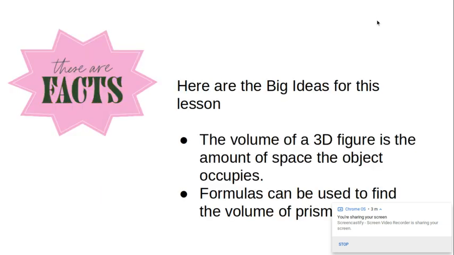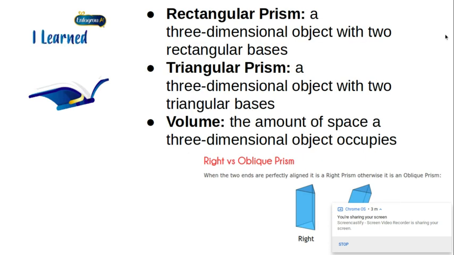So again, the big ideas as we move forward here are that the volume of a 3D figure is the amount of space the object occupies, and that we can use formulas to find out the volume of any prism. Our terms that are going to be important are rectangular prism, which is a 3-dimensional object with 2 rectangular bases. Think about a block of butter, if you bought a block of butter in the store. And a triangular prism, which is a 3-dimensional object with 2 triangular bases.